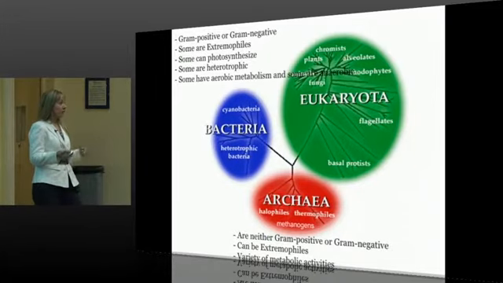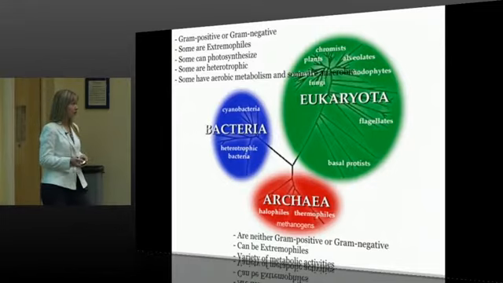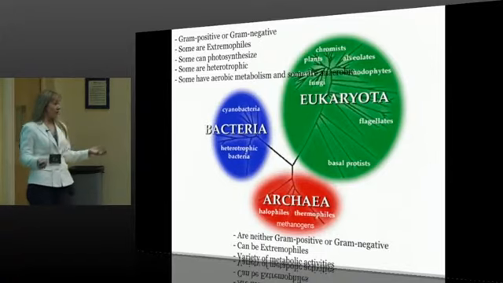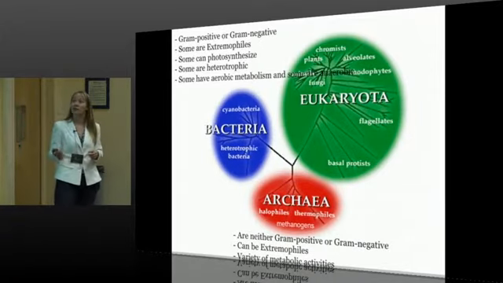You have gram-positive and gram-negative, and this all has to do with the structure of their cell wall and their reaction to a gram stain, which is a technique that almost every microbiologist has used at some point. If you're a bacteriologist, you have a favorite, gram-positive or gram-negative, and I'm a gram-positive person. Some are extremophiles, so they like really extreme conditions. That's probably what we're mainly talking about today.